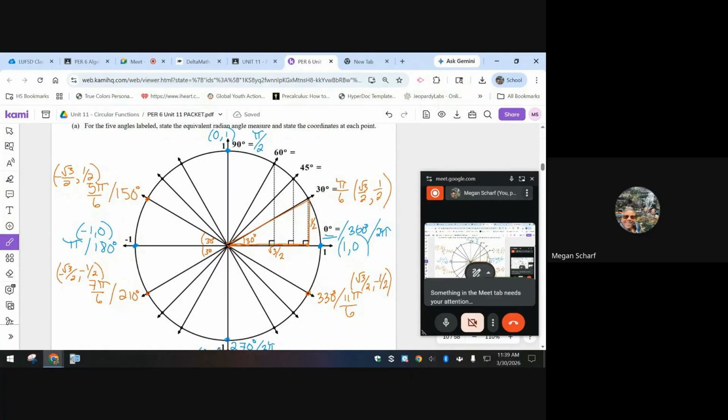Yeah, green. All right, so pick a new color. We're going to do our 45s. 45s are a little bit easier. They have the same coordinates. So 45. First let's practice converting that to radians. 45 divided by 180.